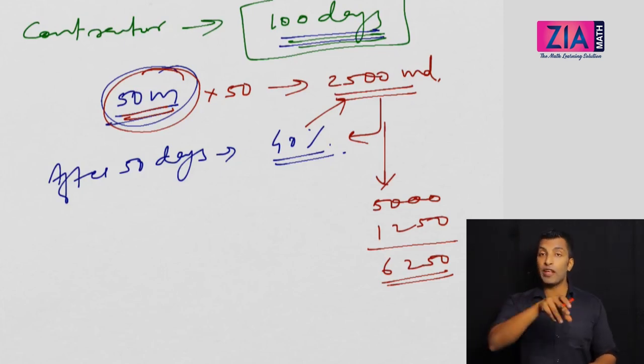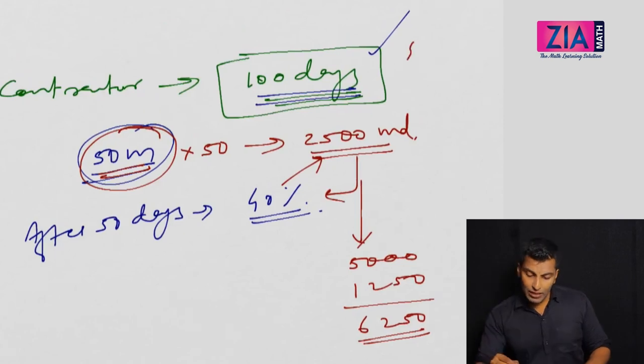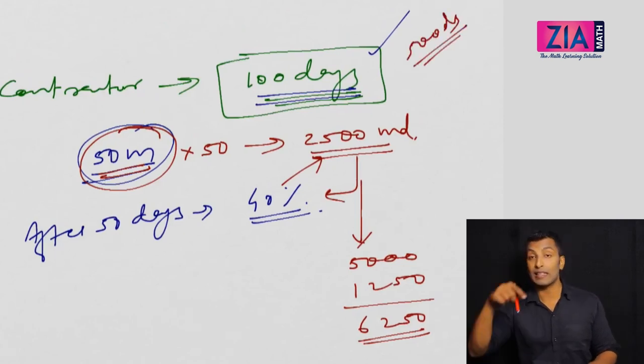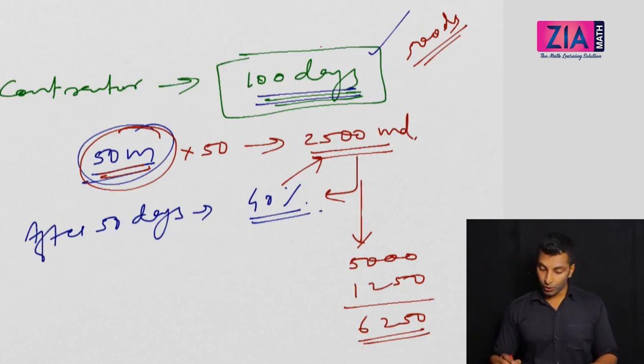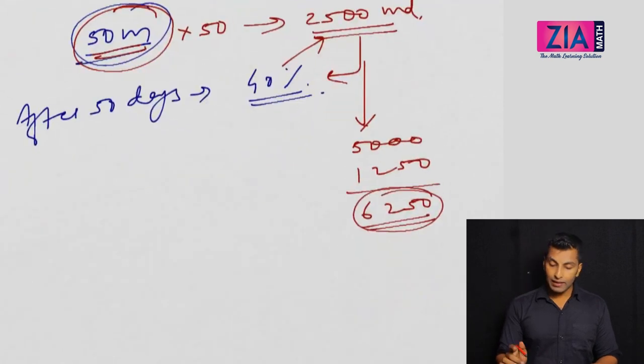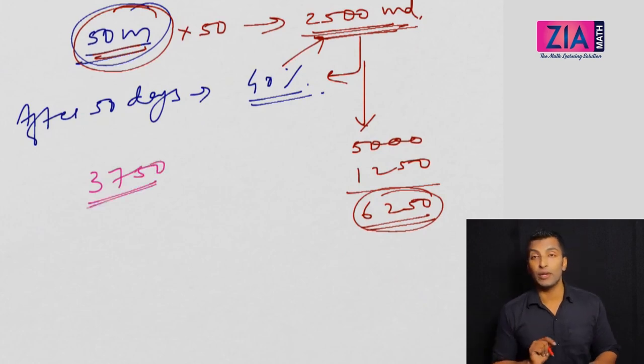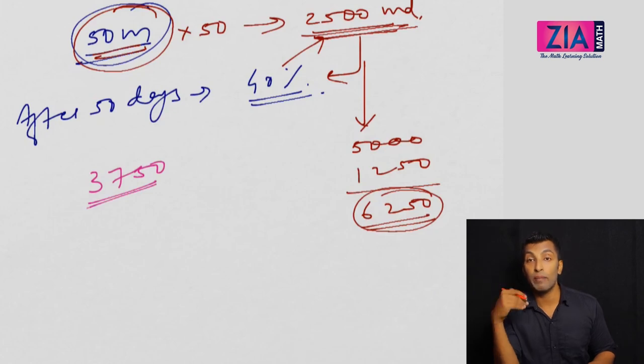But he employed 50 men thinking that 5000 man days would be enough. That was his assumption, because 100 into 50 is 5000. But his assumption was not true. You need 6250 man days. Out of that, 2500 is completed. What is the balance? Balance is 3750. Now this 3750 you need to complete in how many days? Balance 50 days. So how many men are required?